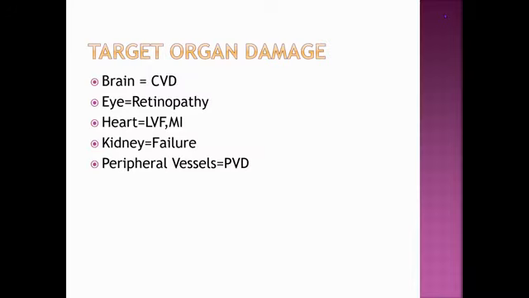There are 5 main organs targeted by hypertension. Number one is brain, that is cerebrovascular disease, stroke. Eye, hypertensive retinopathy. Heart, that is left ventricular failure, myocardial ischemia or infarction. Kidney, that is chronic renal failure. And peripheral vessels, mainly vessels of the lower limb, peripheral vascular disease. So these are the 5 target organs of hypertension.